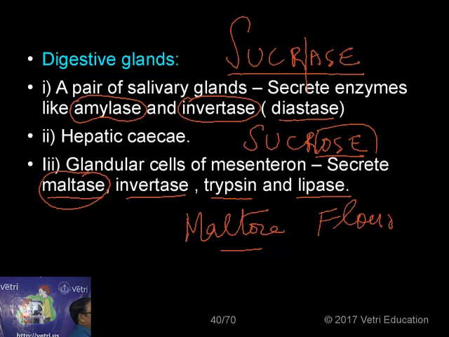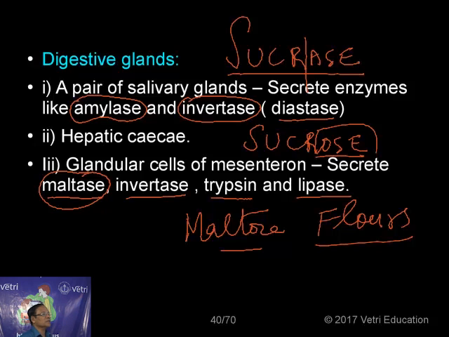The flours of wheat are the broken, powdered form. The powder from wheat, and the powder from rice, is called flour. And the flours contain maltose, otherwise called malt sugar. Invertase, I mentioned already, is the sucrose digesting enzyme. Trypsin is a protein digesting enzyme. Trypsin helps in the digestion of proteins, and lipase helps in the digestion of fat.